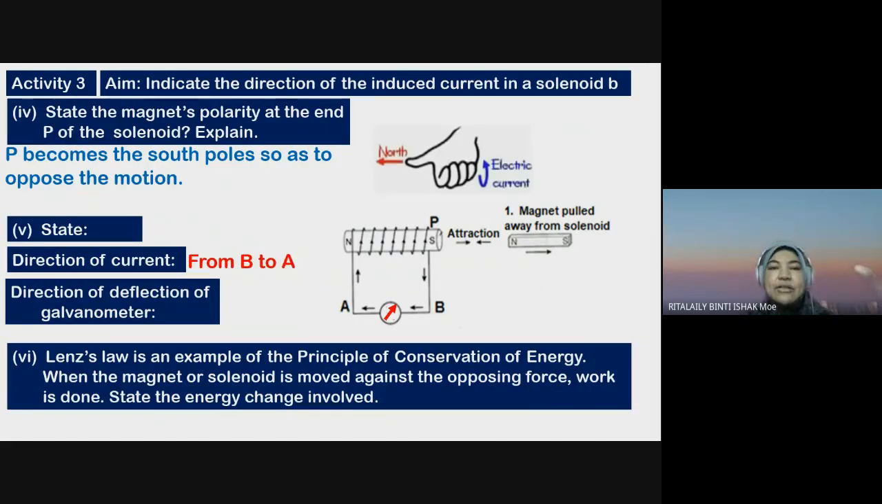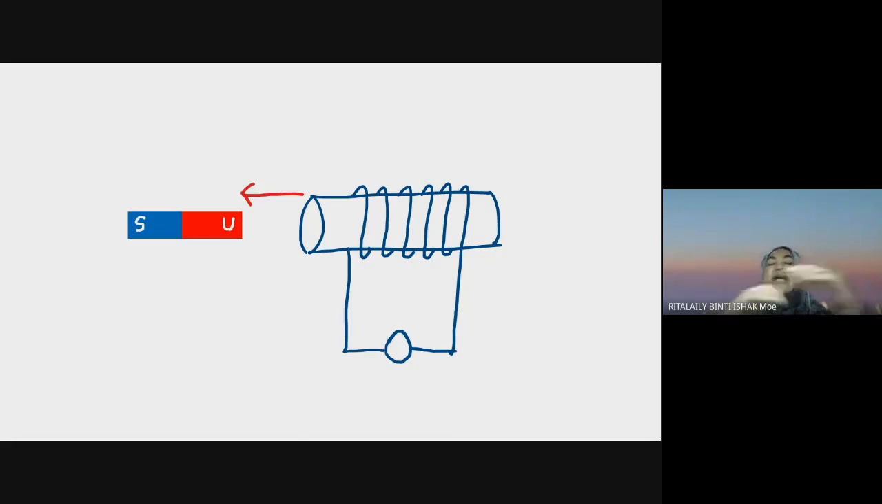So kita tengok yang ini. Okay, so this one, the north pole is being pulled out from the solenoid. So which direction is the galvanometer? North pole is pulled out. So which direction is the galvanometer pointing at?